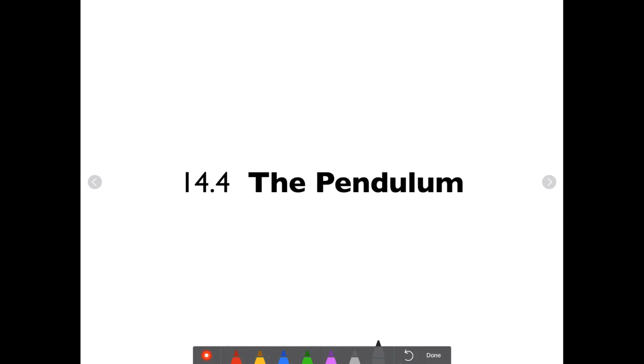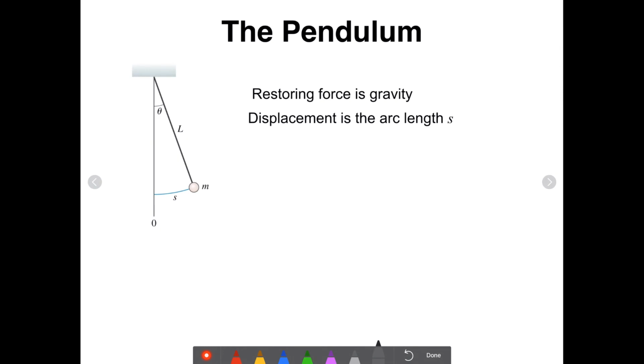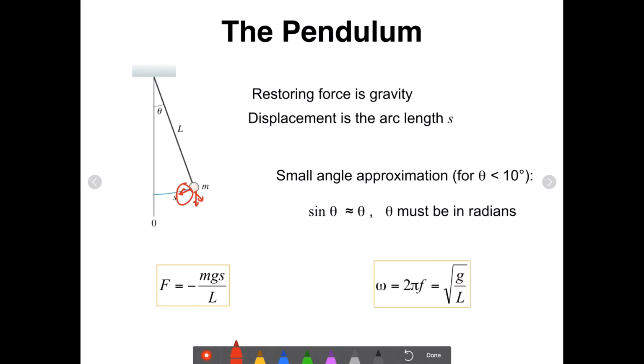Similar to your spring, you have the pendulum. The only real difference with the pendulum is that the restoring force, instead of being a spring, is just gravity. We have to think about the small angle approximation. Here's our restoring force. We have some force due to gravity that points down, but because this is a radial and tangential situation, you can break it into radial and tangential components, and the tangential component becomes your restoring force. When you plug this in, it gives you the same sort of differential equation, but now your omega depends on different things.